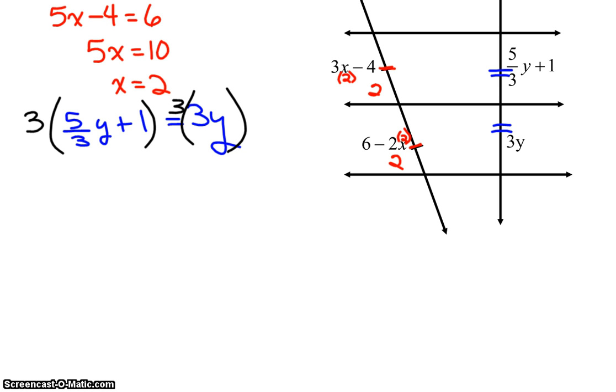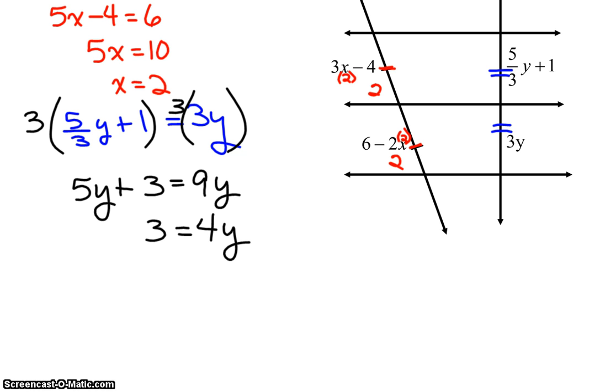I know that multiplying by 3 will eliminate the denominator on the 5y over 3, so I have 5y, and when I distribute it through, I get 3. So I have 5y plus 3 equals 9y. Solving the equation, 3 will equal 4y by subtracting 5y on both sides. So y is going to equal 3/4.